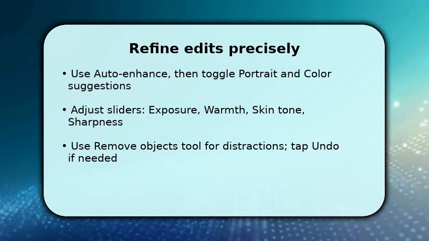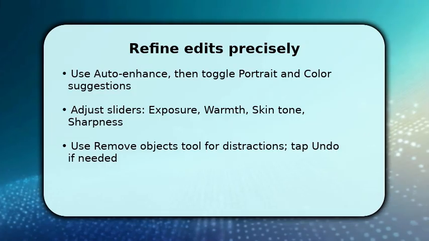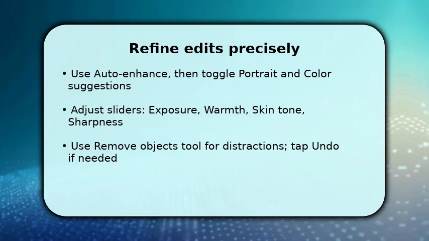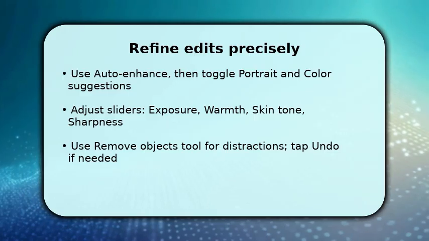Now refine the edits. Start with Auto Enhance to get a baseline improvement because it corrects exposure and color balance automatically. Then switch to Portrait mode to soften background and improve skin detail. Gemini's AI keeps natural texture.